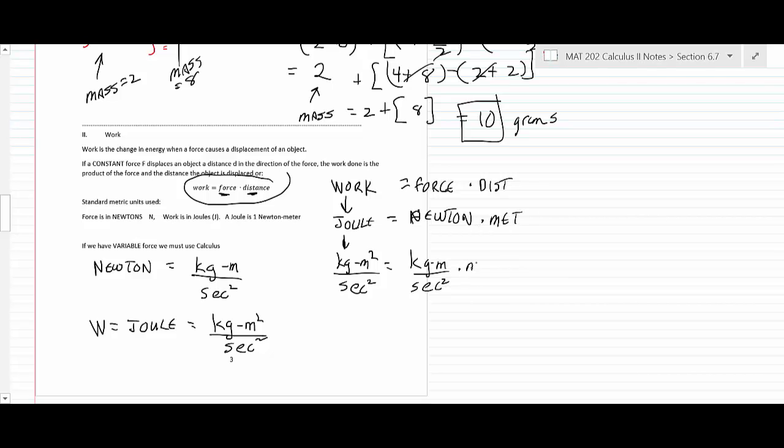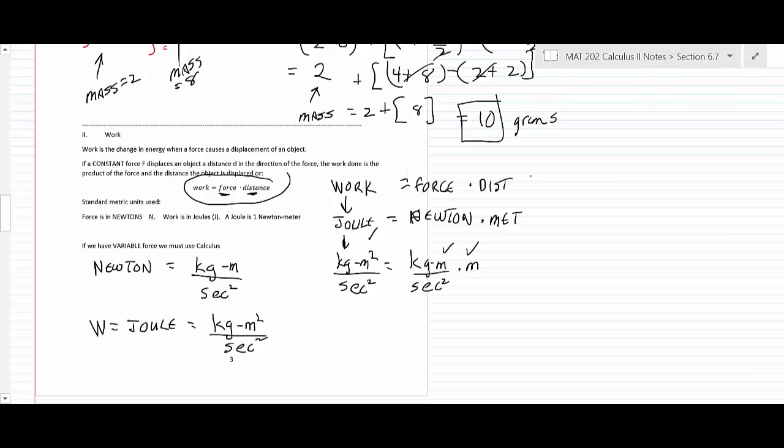Okay, so see how that works? You have a meter times a meter is a meter squared. So that's what a joule is. So when you start studying this, if you're going to do engineering and physics, you work with newtons, and joules is the general unit that you use for work. Okay, so that's the idea.